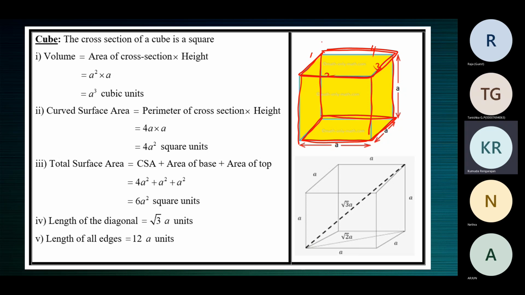What is the length of each edge? A units. So what is the length of all the edges? A plus A plus A, 12 times, because there are 12 edges. All the edges have the same length, A units, because it's a cube. All the edges are equal in length. How many edges does a cube have? 12 edges. What is the length of each edge? A. So all the 12 edges, A plus A plus A, 12 times, which is 12A.